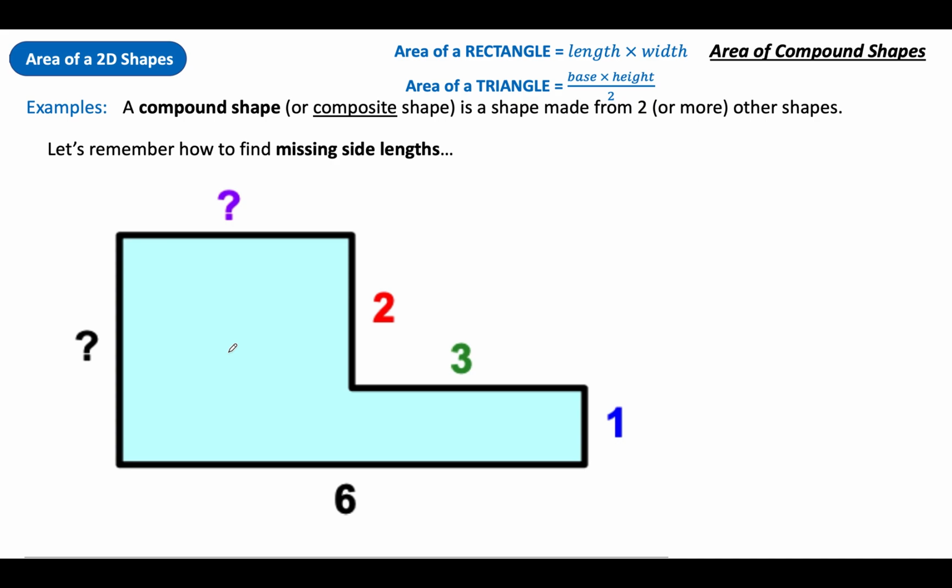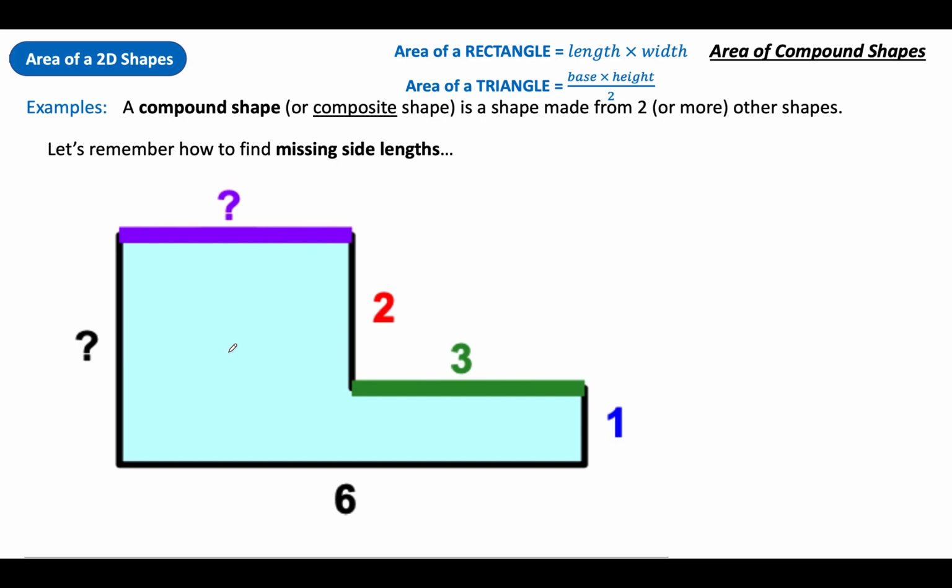So here we have a compound shape. Now a compound shape is a shape made up of more than one kind of block, and essentially this is made up of 2 rectangles put together to make a kind of L shape, and you'll notice there are a couple of missing sides on here. Now let's highlight some horizontal ones. First of all, we're going to try and find that purple one at the top there, that question mark.